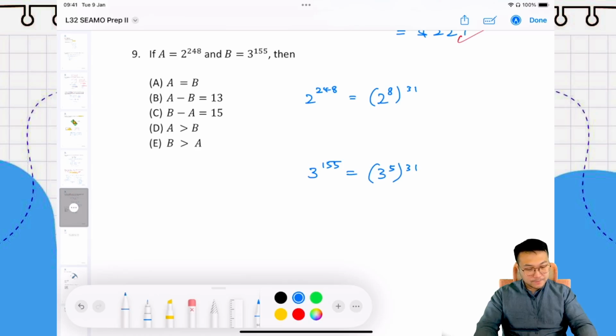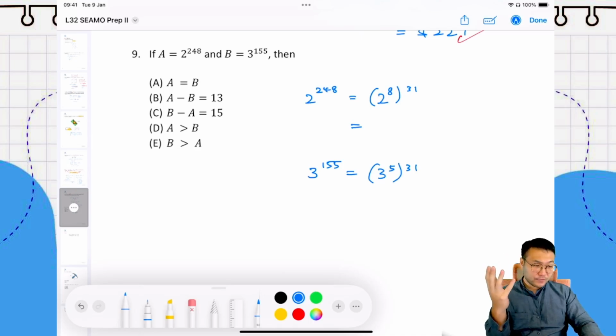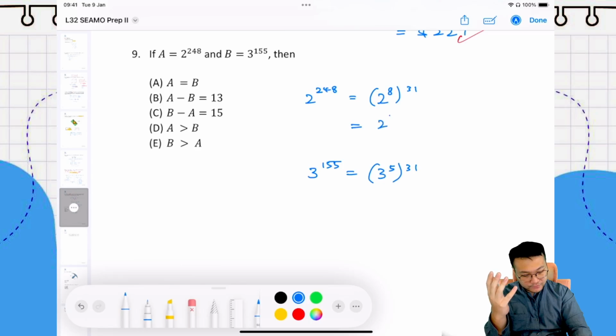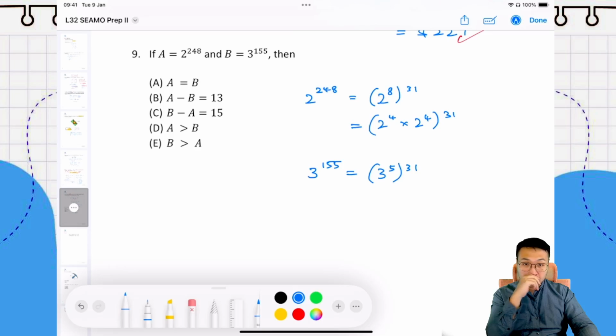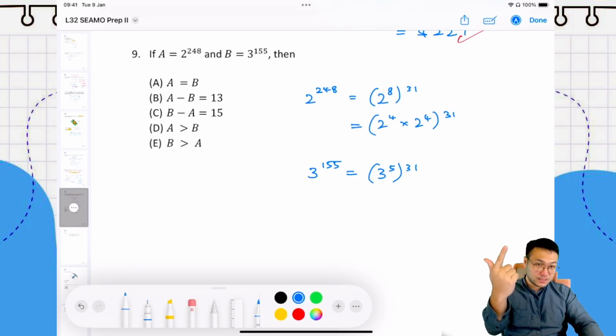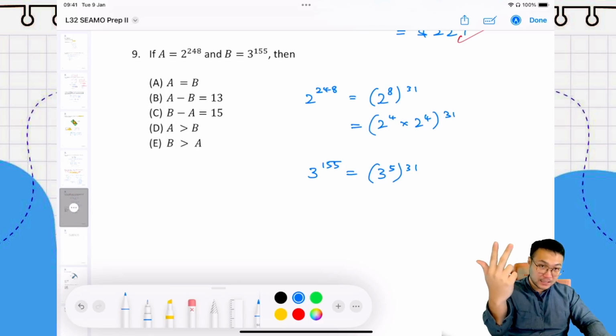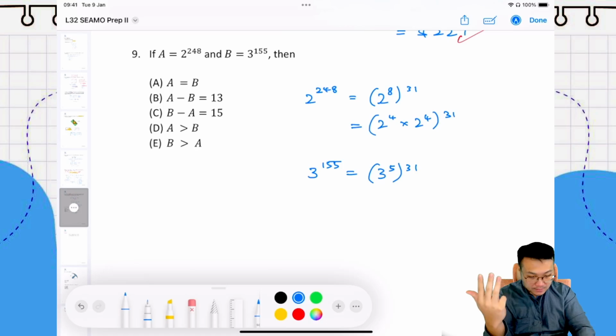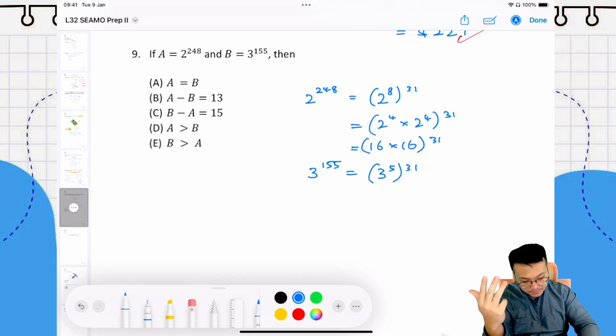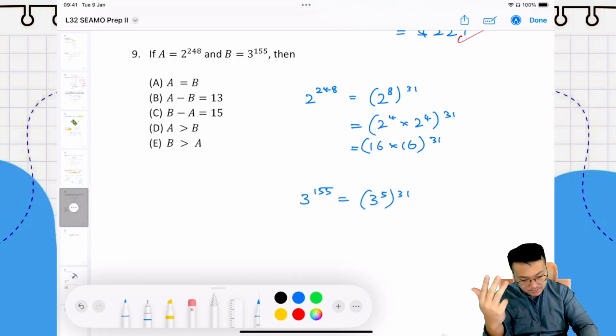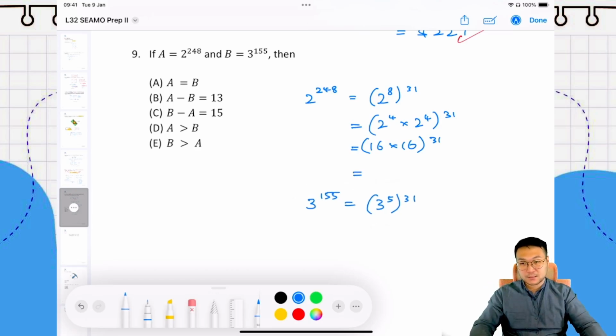What is 2 to the power of 8? Why don't you just break it down, students? 2 to the power of 8 can be broken down into 2 to the power of 4 times 2 to the power of 4. Correct? So when you have 2 to the power of 4, you say 2 times 2 is 4, times 2 again is 8, times 2 again is 16. Do you realize that it's just 16 times 16? So what is 16 times 16? You just work out 16 times 16 and you get 256.